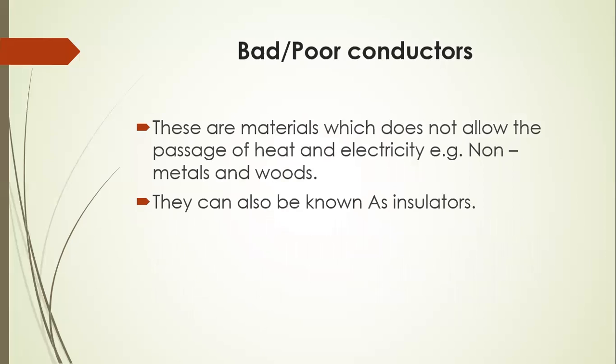Let's see the bad or poor conductors. Now, these are the materials which do not allow the passage of heat and electricity. For example, the non-metals and the wood. Basically, they can also be known as the insulators.